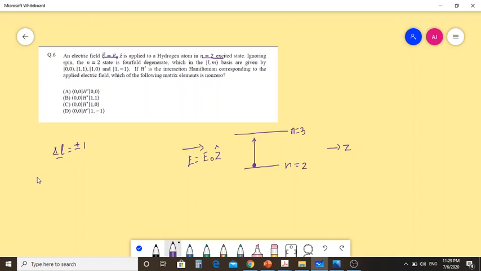Delta L means the change from the lower state to the higher state, or from the higher state to the lower state. If it is absorbing the electric field from the photon, the orbital quantum number goes to the excited state, so it will be plus 1. If it gets de-excited, coming down, L2 minus L1 goes to minus 1. This is the change in the orbital quantum number selection rules, so we have to remember this one.